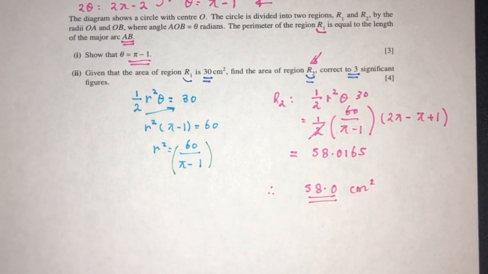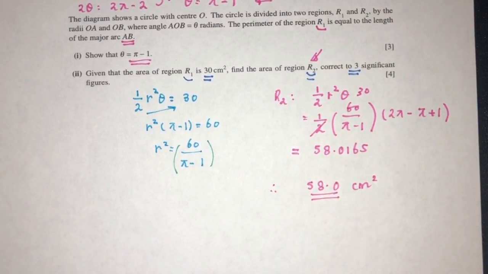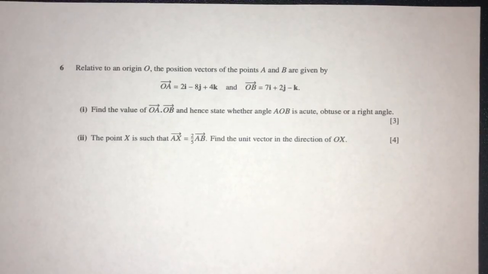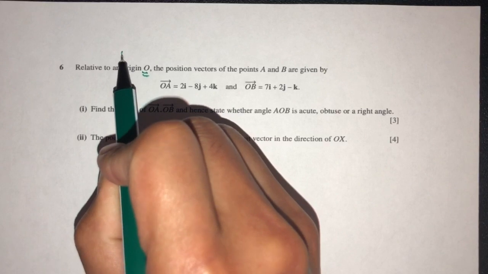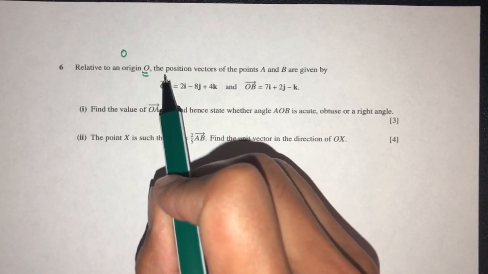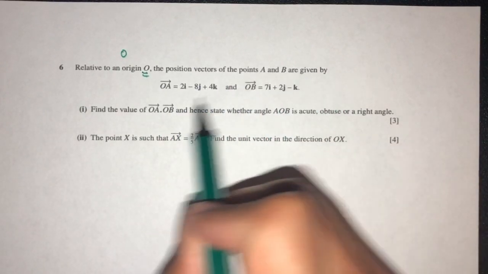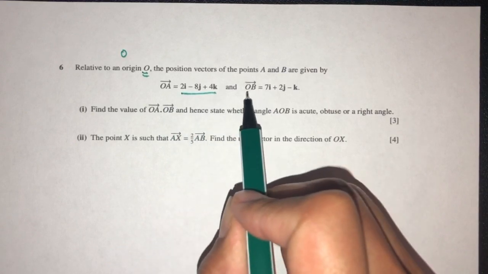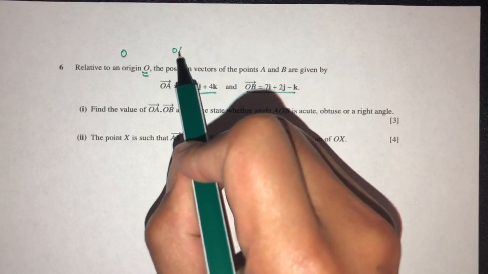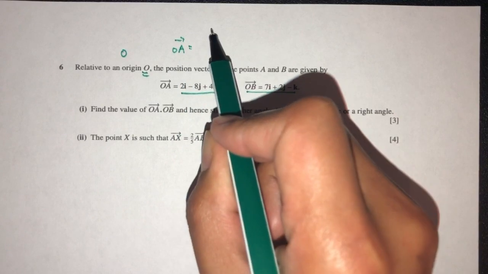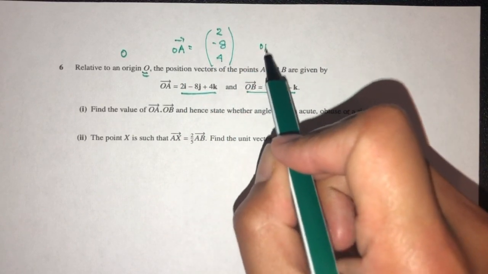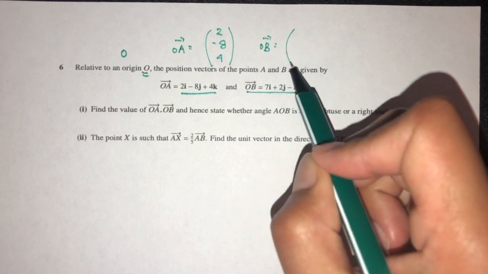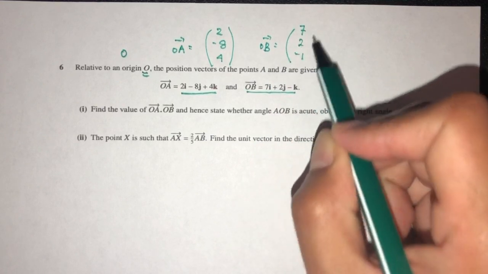Okay, that will be this question in relation to circular measure. So let's move on to the next question. Relative to the point O, the position vectors of A and B are given to you as follows. Now, I like to rewrite them as vectors, which is OA as 2, minus 8, 4, and OB as 7, 2, and minus 1.